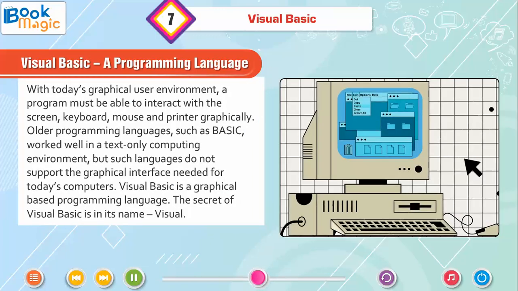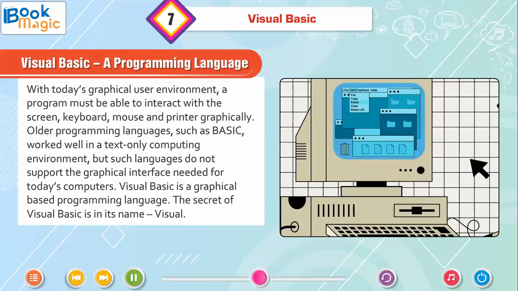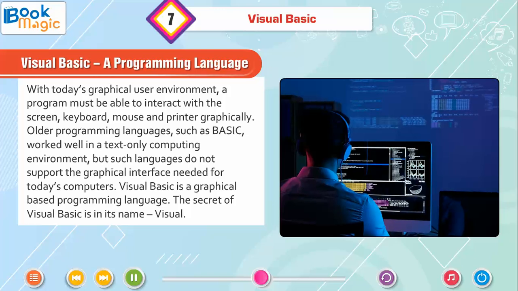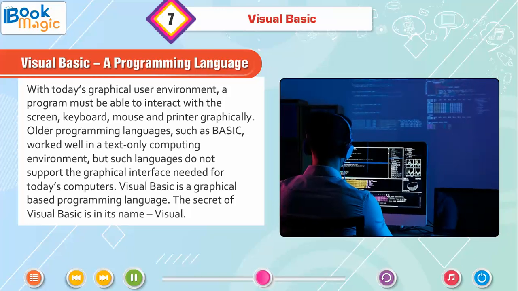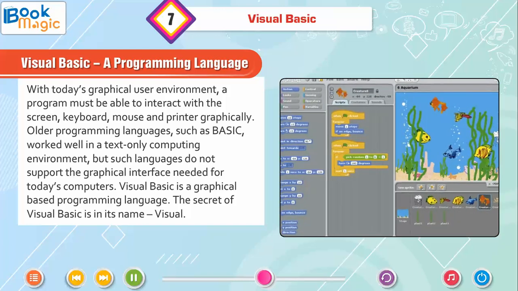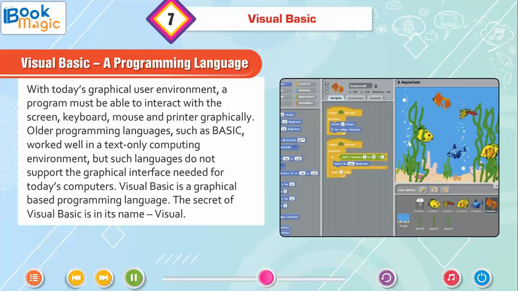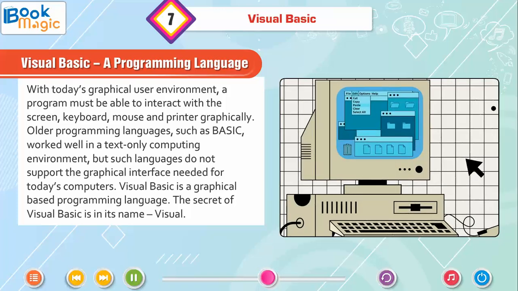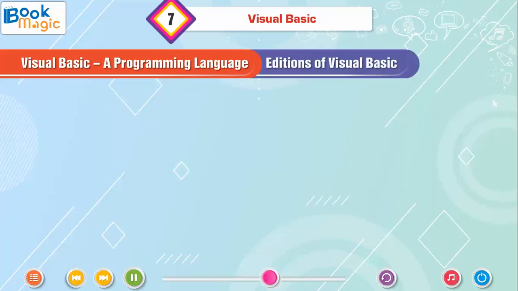With today's graphical user environment, a program must be able to interact with the screen, keyboard, mouse, and printer graphically. Older programming languages, such as BASIC, worked well in a text-only computing environment, but such languages do not support the graphical interface needed for today's computers. Visual Basic is a graphical-based programming language. The secret of Visual Basic is in its name, Visual.